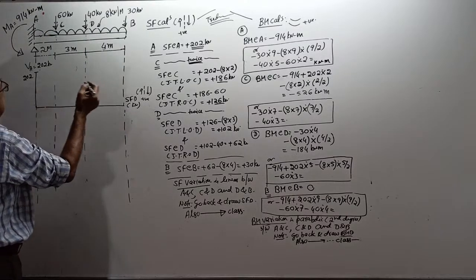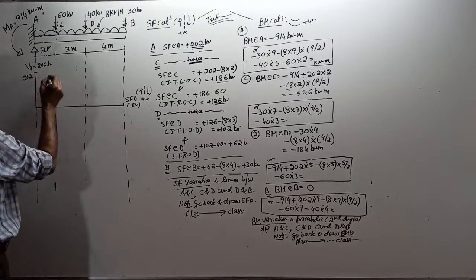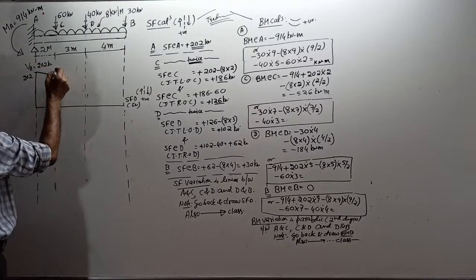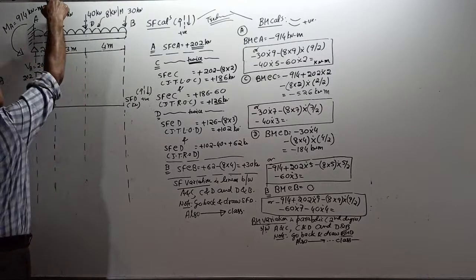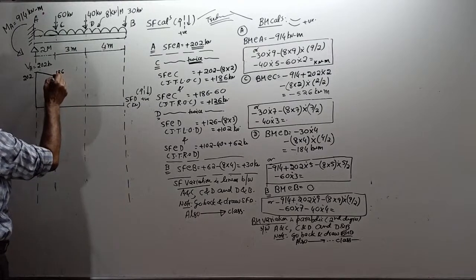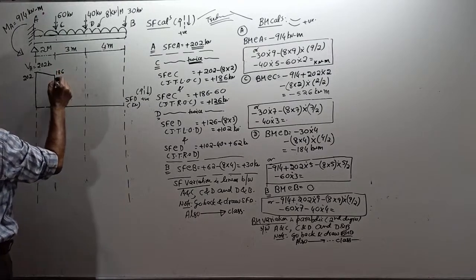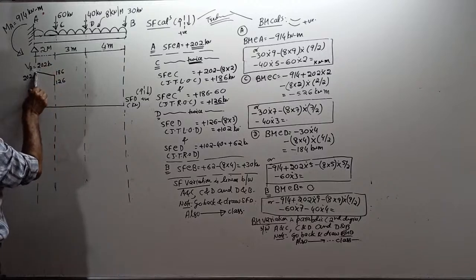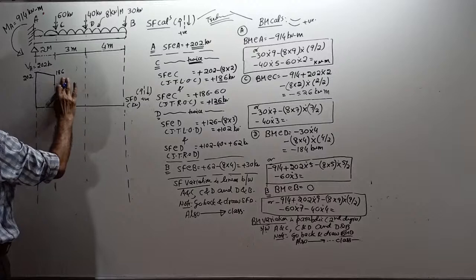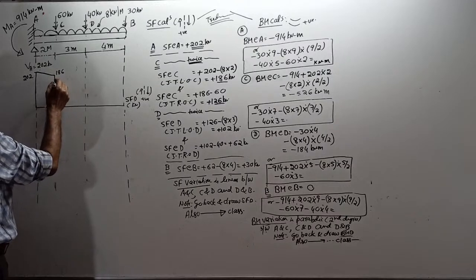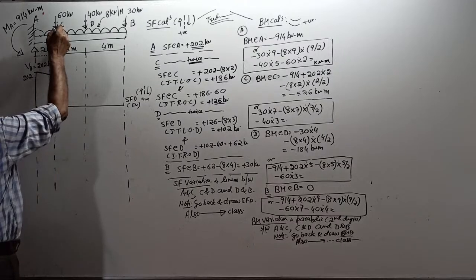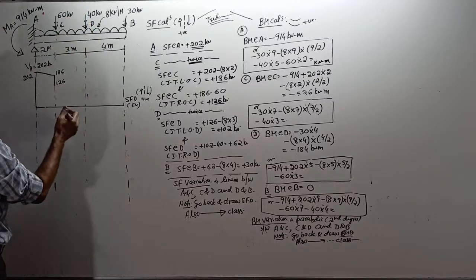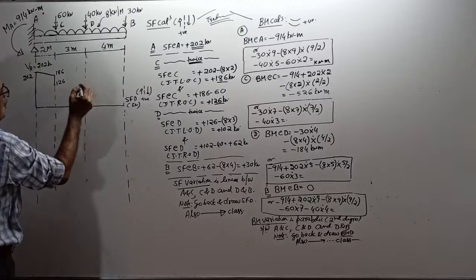How much you have to come down? 16 down. That's all. How much is it? 186. Come down by 60. Still you are left with 126. Then from C to D, again come down by 8 into 3, UDL. It will come to 102.